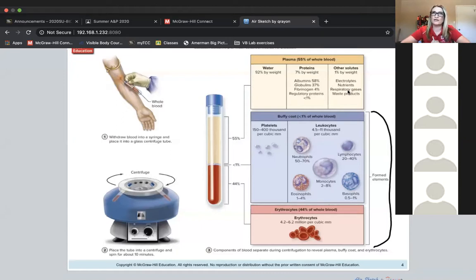Platelets are fragments of cells. They're actually made from a cell that we call megakaryocyte, and they're just like pieces of cell membrane with some cytoplasm inside, and then there are some proteins there as well.